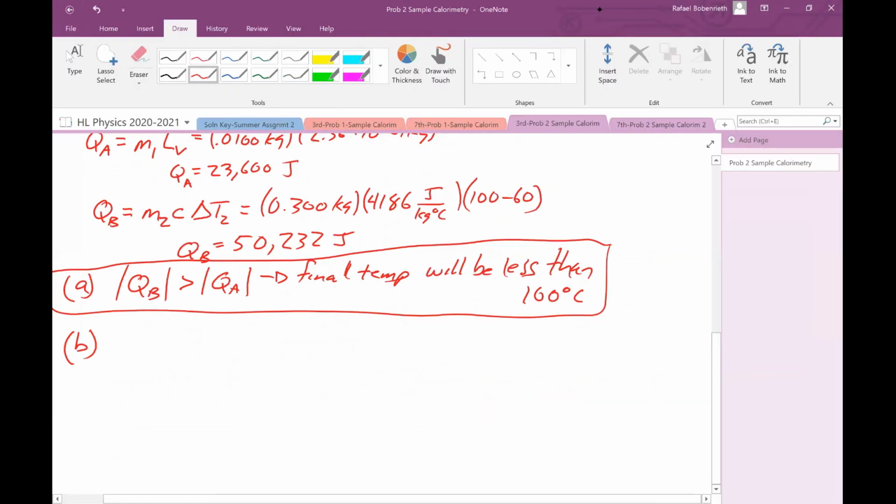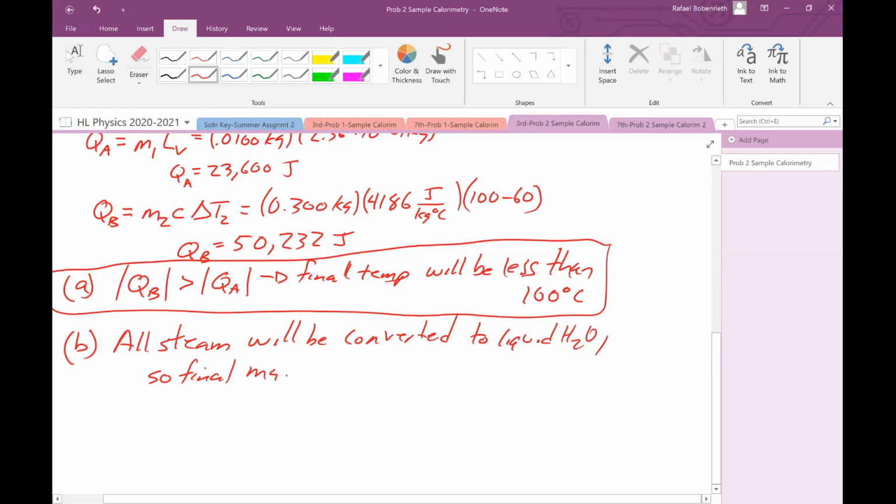Okay, so what we can say is all steam will be converted to liquid water. So final mass of liquid H2O greater than 300.0 grams. Okay.